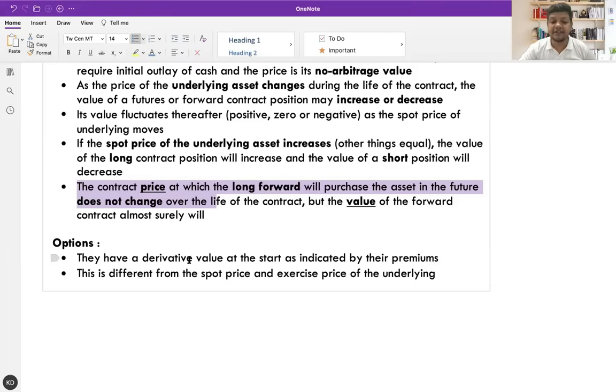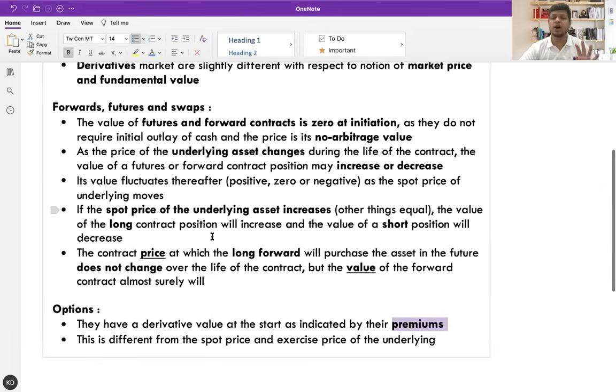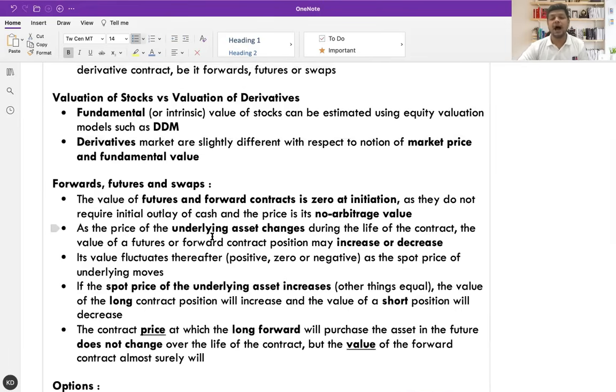They have a very different valuation format. For options, the derivative value starts with premiums, and the entire discussion in options is about premium. So I'm not going into option pricing now, and you shouldn't be, because we have a separate topic for options. Clear? I mean, I have a separate topic for options, not the institute. The institute has actually mixed up multiple things.